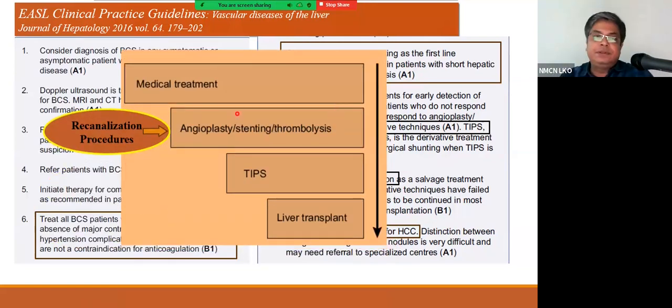So in brief, all patients should, in a stepwise fashion, be managed with medical treatment coupled with angioplasty, stenting, or thrombolysis as recanalization measures. If not responding to this recanalization, TIPS should be done. And if TIPS or DIPS fails, liver transplant should be considered. TIPS can sometimes also be used as a salvage procedure in patients who present with acute severity.